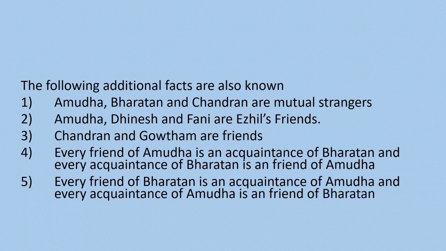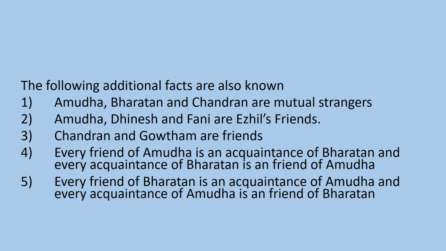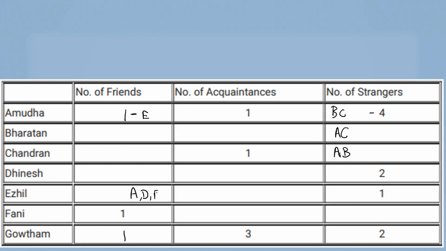Amudha, Dinesh, and Pani all are Elil's friends. Amudha is Elil's friend, so Elil is already a friend of Amudha. Dinesh and Pani are also Elil's friends, so I will write their names here. Elil is a friend to Dinesh, and Elil is a friend to Pani. So this has been filled in. Everything is mutual, so I have written all their names here.